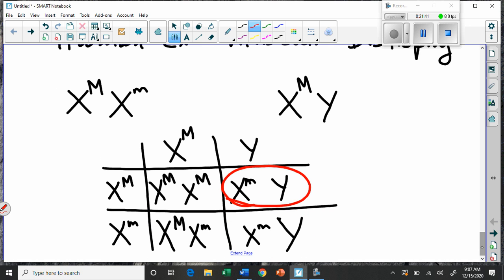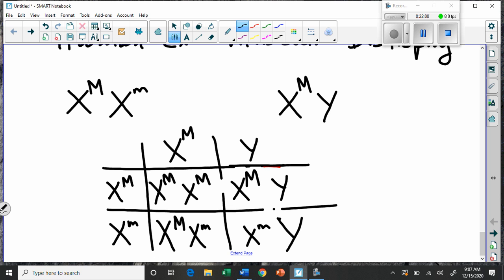What the heck just happened there? Oh, I see what happened. Sorry. My smartboard just went berserk and jumped on me, and I thought that was the bottom of the cross. This is the capital M here. Sorry about that. For some reason, the smartboard has a mind of its own.